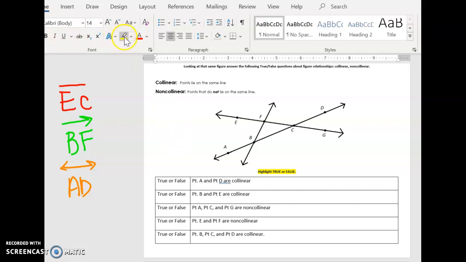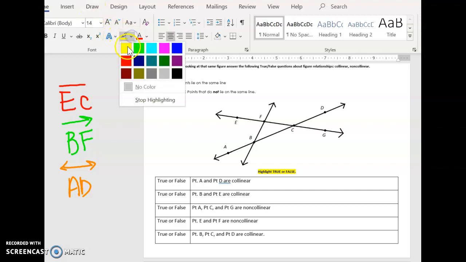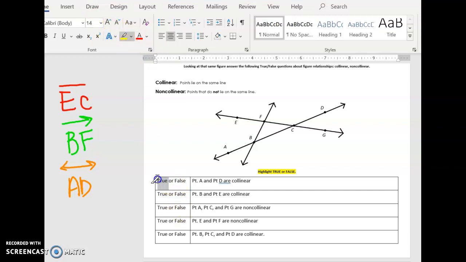You can actually just use the regular highlighting function if you want. You can do the Draw tab and highlight it that way, but you're really just highlighting. I don't care what color. So if you think number one's true, highlight it. Number two's false, false, false. Whatever answer you have, I just want you to highlight it there for me. So you don't really have to type anything out. This is all about highlighting, guys.